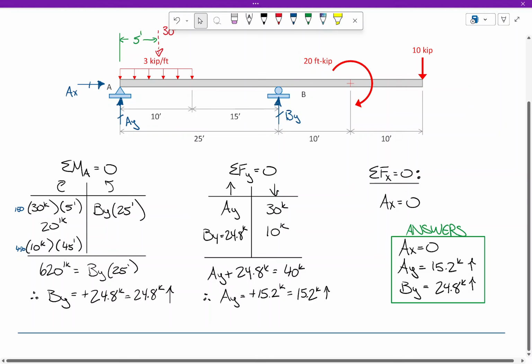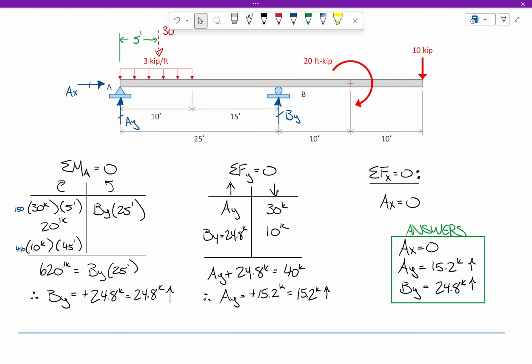So let's take a step back. Did this make sense? Everybody okay with this? All right. Any questions? Yes? I was wondering, for visualizing it, it's a 20-foot kip. Would that be like there's something coming out of the page, like turning it almost?